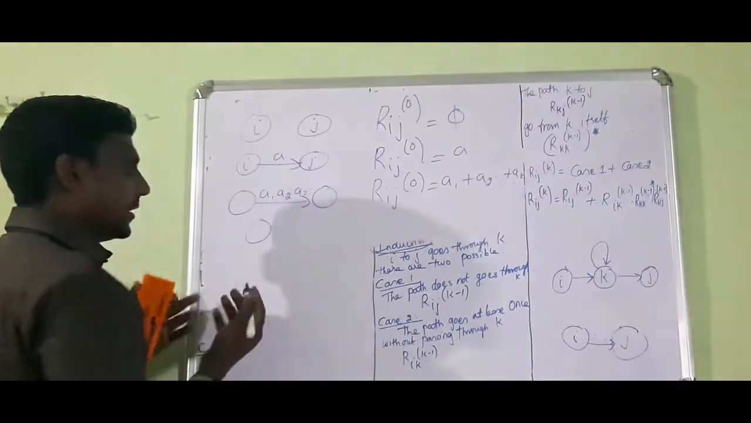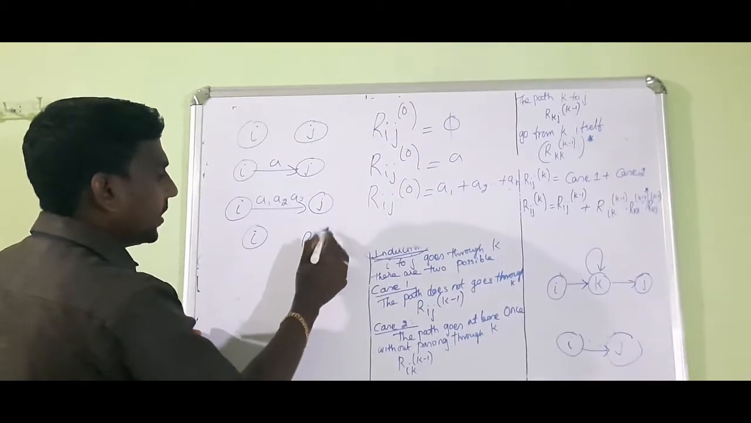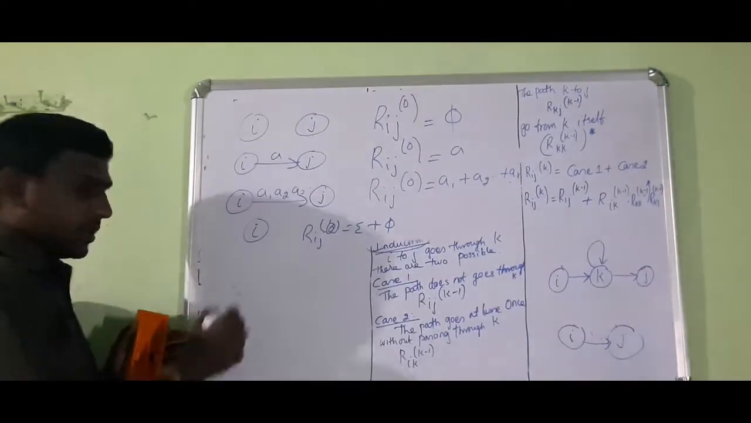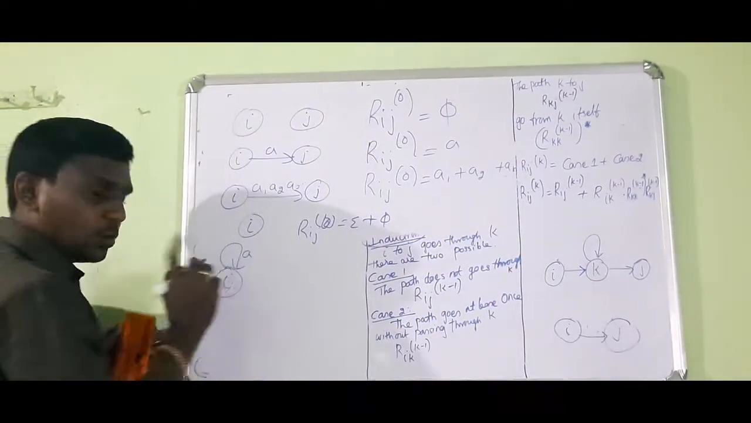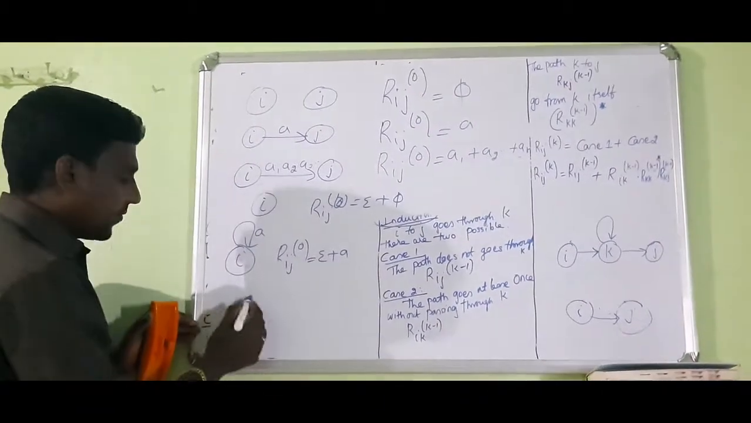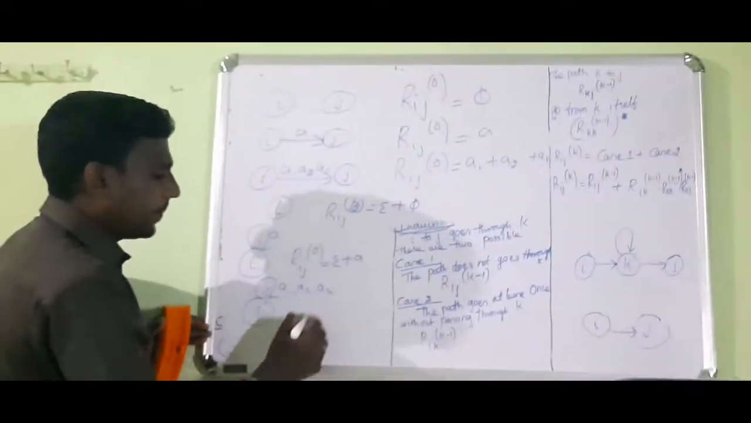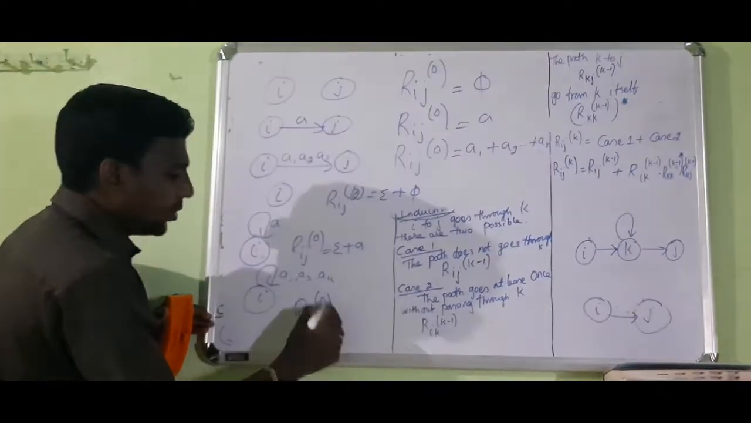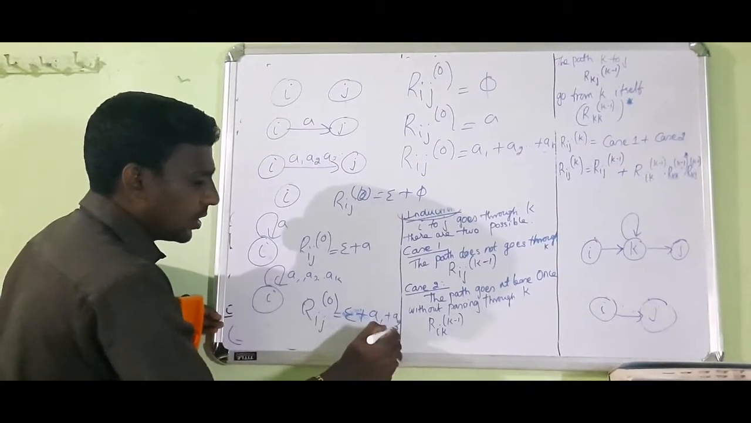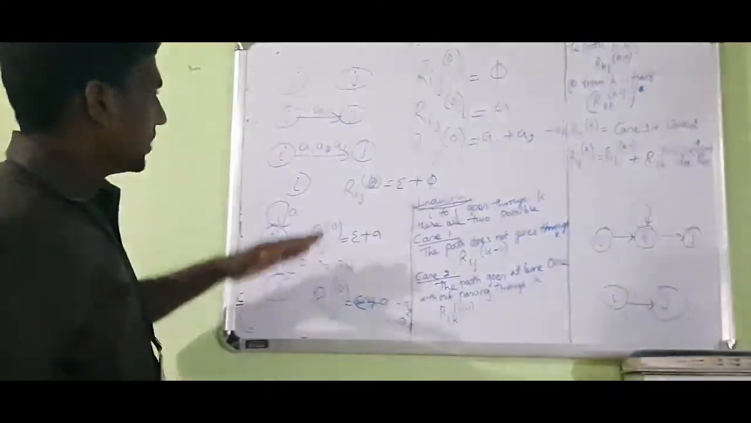If there is a single state and it doesn't read any input, I will mention Rij power 0 equals epsilon plus phi. If there is a single state and it reads only one input, Rij power 0 equals epsilon plus a. If there is a single state and it reads a1, a2, up to ak, Rij power 0 equals epsilon plus a1 plus a2 plus ... plus ak. That's what we described in the basis part. Can you understand these things?